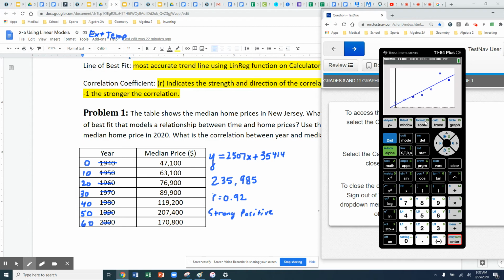Now your window is set to this. To get back to a regular window, you're going to hit zoom and then number 6, which gets you back to the standard 10 by 10 window. Sometimes you're messing around with your window to get things to fit in correctly. To get back to that standard window for when you're graphing something else later on, you're going to hit zoom 6, and that's going to get you back to that standard window.